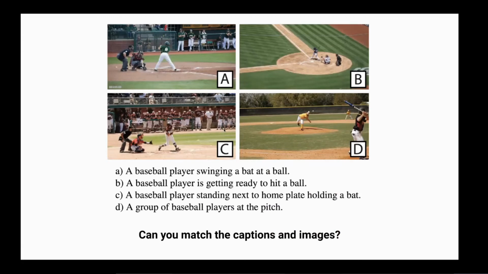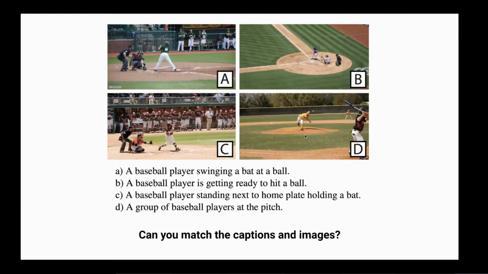So it makes this type of problem. These four images are all from COCO, and these four captions are from different images. In terms of the ground truth in MS COCO, here A is matched to small a, B is matched to small b, and so on. But in fact, "a group of baseball players at the pitch" is matched to B. And "a baseball player swinging a bat at a ball" is actually matched to A, B, C and D, right?